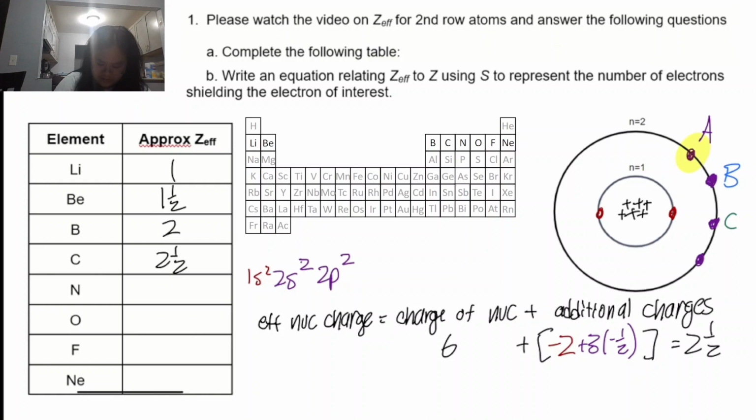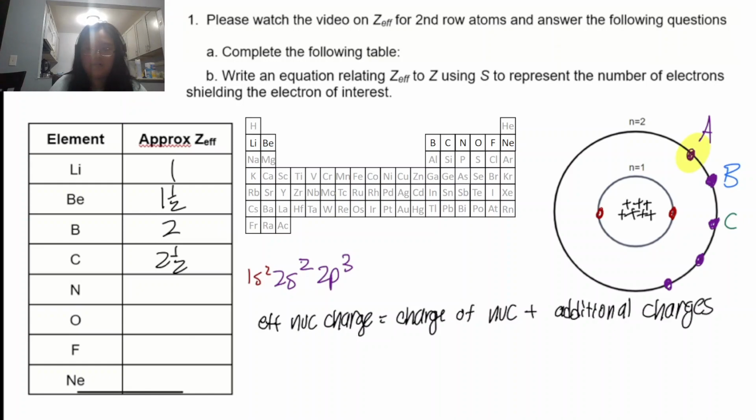Now we can do nitrogen, which has an electron configuration of 1s2, 2s2, 2p3. We're adding another electron to the second shell and 1 more proton. So our charge of the nucleus is 7 from the protons. And now we have to deal with our additional charges. So the electrons in the first shell contribute a full negative charge. And we have 4 electrons in the outer shell, excluding our external charge. And each of those contributes half a negative charge. And our final Z effective would be 3.